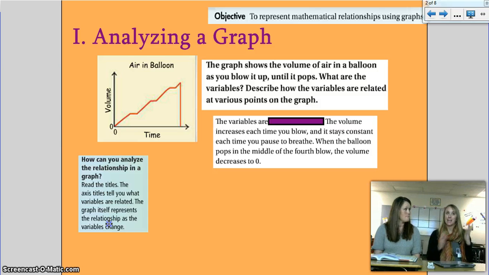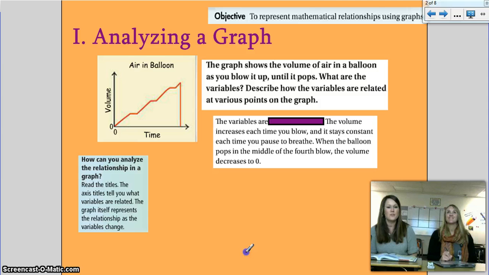You had the volume and the height. In this one, we have time and volume. Variables are things that are subject to change. Words of wisdom. In this case, we're talking about volume and time as it relates to air in a balloon.